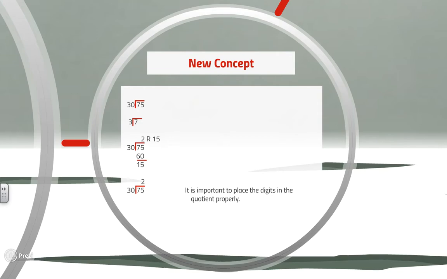Here's your new concept for today. It looks funny, but in this lesson, we begin to divide by two-digit numbers that are multiples of 10. Multiples of 10 are the numbers 10, 20, 30, 40, 50, and so on. In later lessons, we practice dividing by other two-digit numbers, and we can continue to follow the four steps of the division algorithm: divide, multiply, subtract, and bring down.